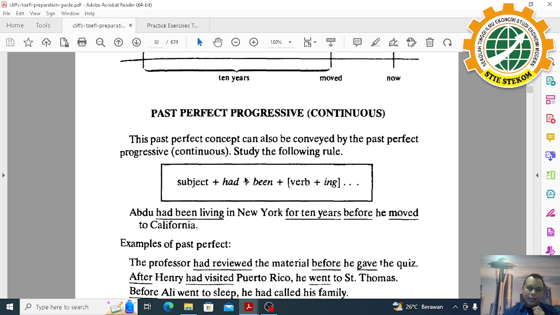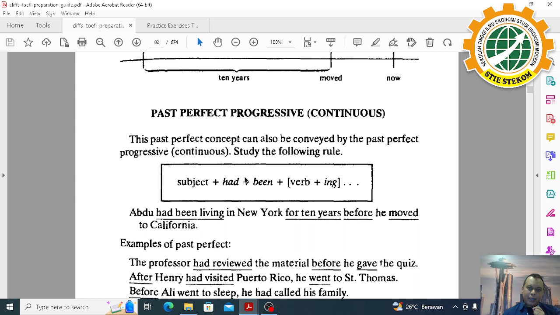Okay, kita lanjut. For example, another example: the professor had received the material before he gave the quiz. After Henry had visited Puerto Rico, he went to St. Thomas. Before Ali went to sleep, he had called his family. George had worked at the university for 45 years before he retired. Okay. Jadi ini untuk perhatikan konsep kalimatnya.